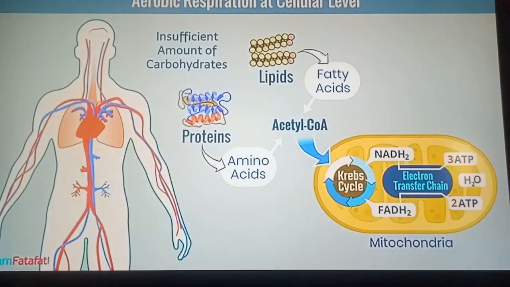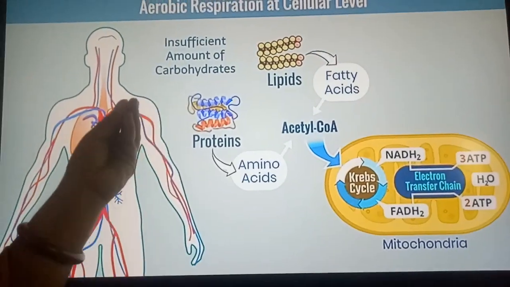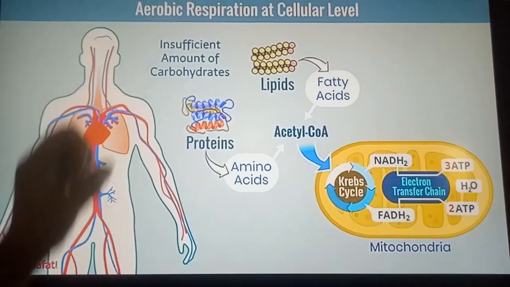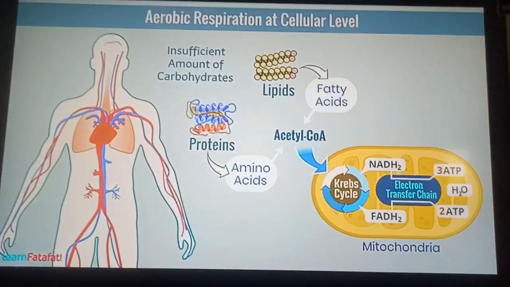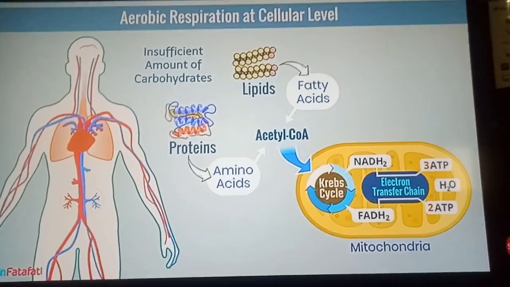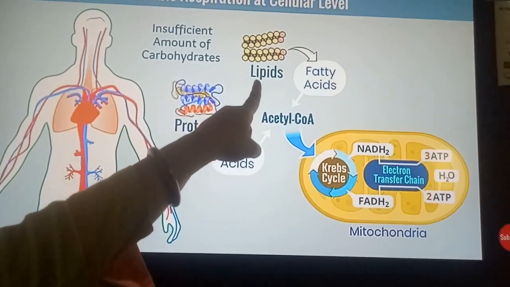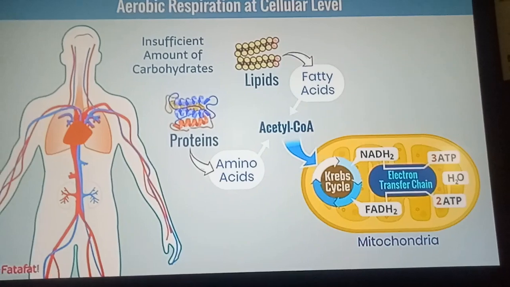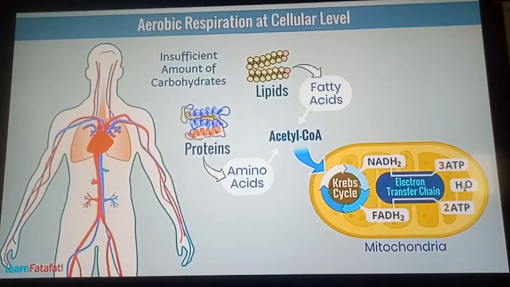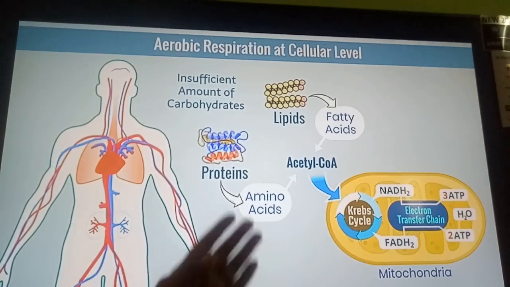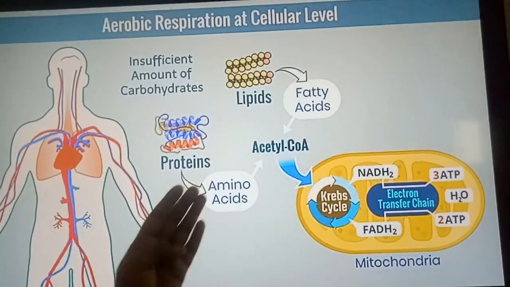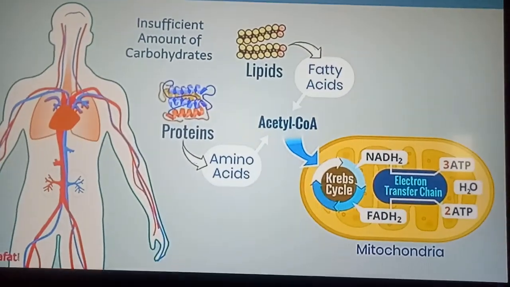Now, sometimes the cell may not have enough carbohydrates. At that time, how will energy production take place? It will take place by the lipids and the proteins. In the digestion process we studied all the types of food we eat, and we also saw that lipids are connected to fatty acids and proteins are connected to amino acids.